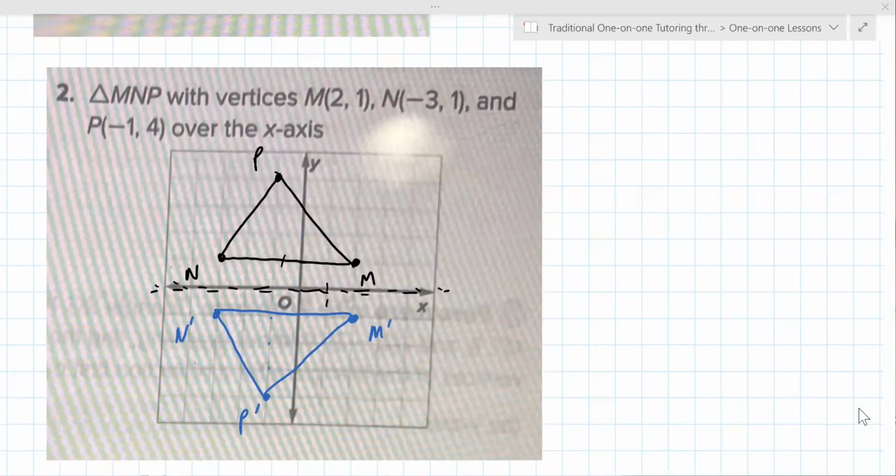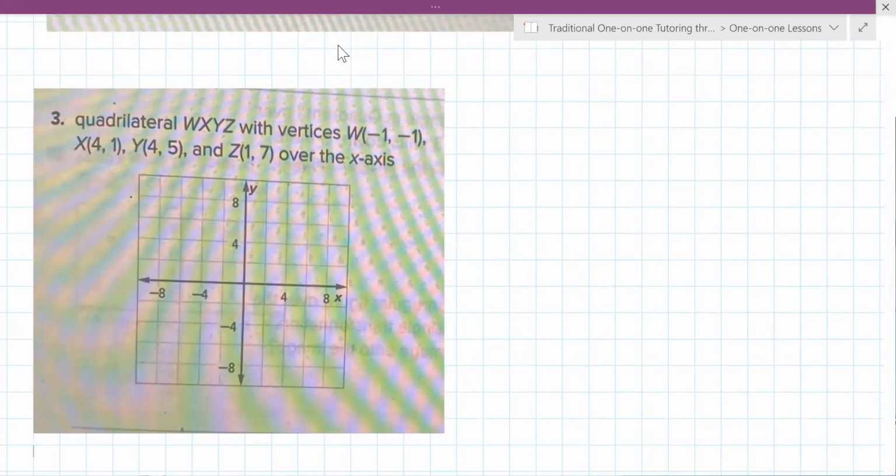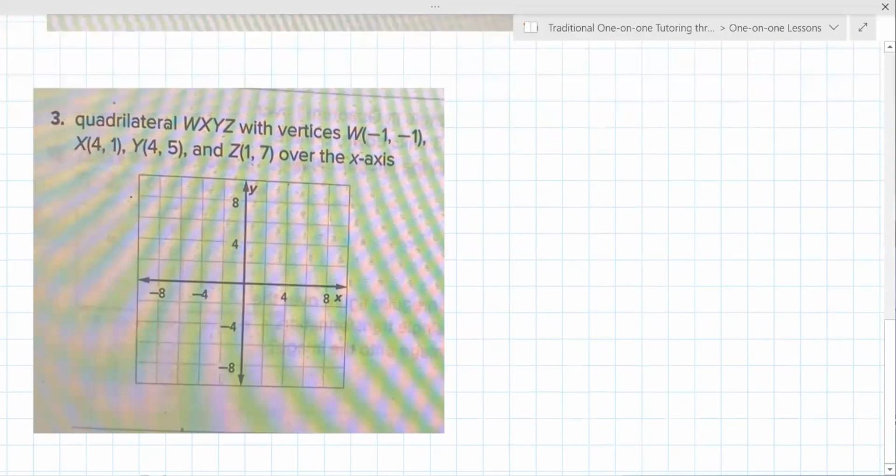So number 3. Quadrilateral WXYZ. If you don't have graph paper, it's pretty tough, but it's nice if you have the screen here. So W is -1, -1. X is, oops, that's the wrong spot. These are going by 2s. I didn't pay attention to that. There's -1, -1, 1, 4, 1, 4, 5, and 1, 7. So somewhere in there.